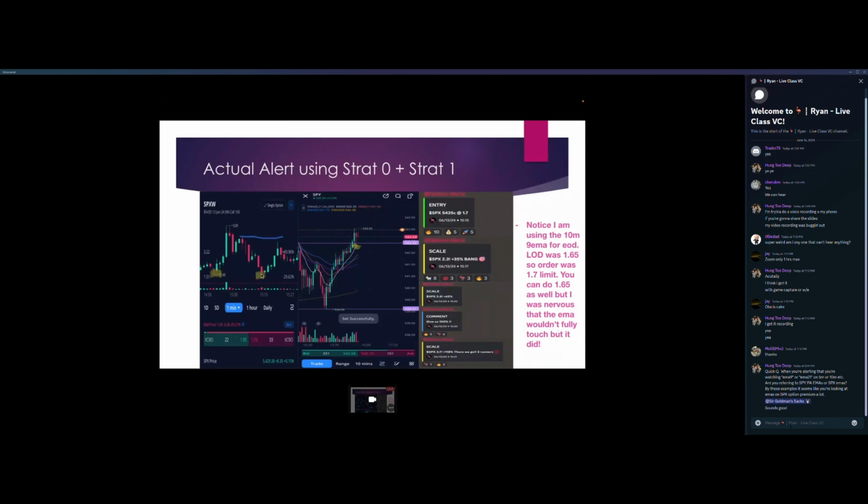Because I think if it was 165, it would have, let's see. Okay, it might, I don't know. Oops. It's not zoomed in enough to tell, but we did 1.7, so that's good. And we got the EMA 9 perfect. This did touch perfect and bounced right away. That's why we used the 10 minute on this play.